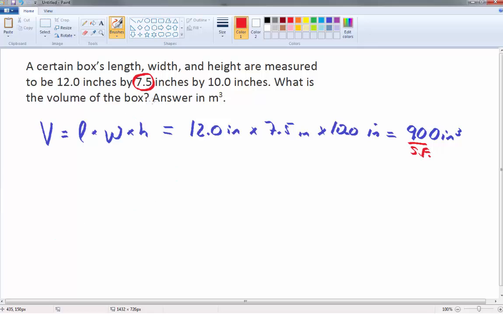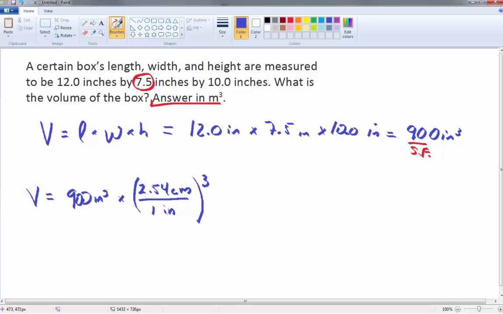All right, so the other part is that our answer needs to be in meters cubed. So we need to do some additional unit conversion. So we have volume is equal to 900 inches cubed. And for every inch, there are 2.54 centimeters. So that's 2.54 centimeters per 1 inch. This is inches cubed, so that means that we have to cube this, because we have to have a cubed down here. We have to have a cubed up here. So we have to do this times 2.54 times 2.54 times 2.54. Then to get from centimeters to meters, we multiply by this conversion factor. 1 meter is 100 centimeters, and again, we have to cube it.